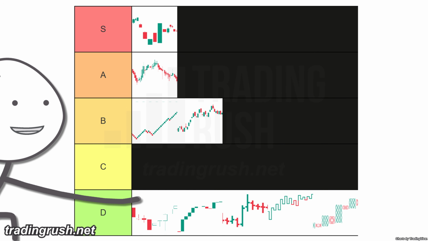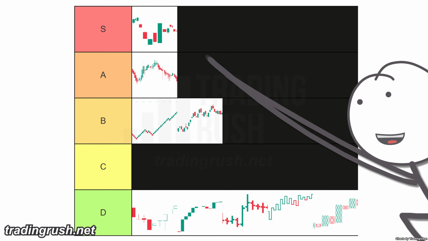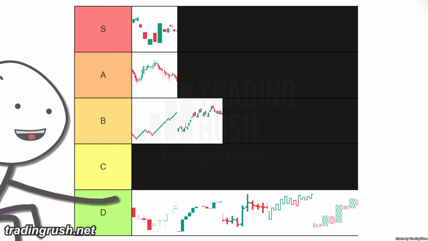Well, I ranked the best and worst chart types I have ever used in a tier list. The charts I'm going to put near the top of the list are the best, and the ones near the bottom are not that good.